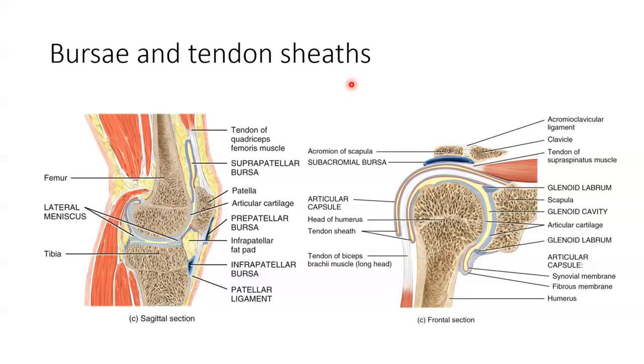Tendon sheaths are typically found where a tendon will pass through a synovial cavity, such as the tendon of the biceps brachii at the shoulder joint, as well as those at the wrist, the ankle, and the fingers and toes. So we take a look at this yellow part here and this yellow part here, and it's just reducing the friction of the tendon rubbing up against the bone as we move that shoulder joint.